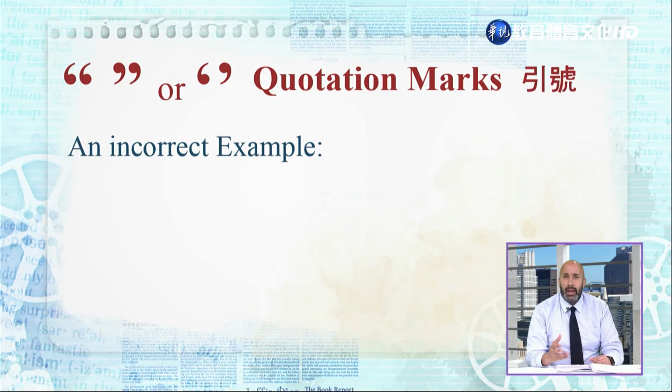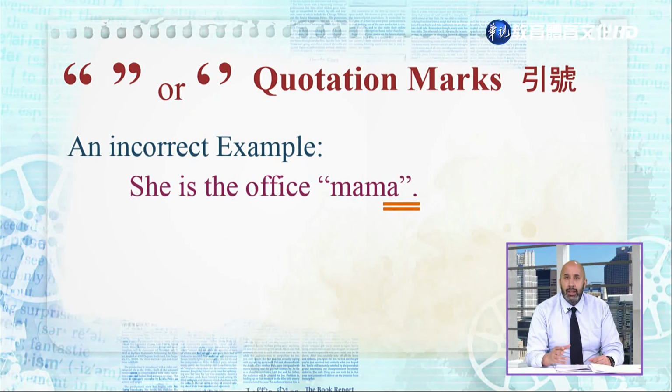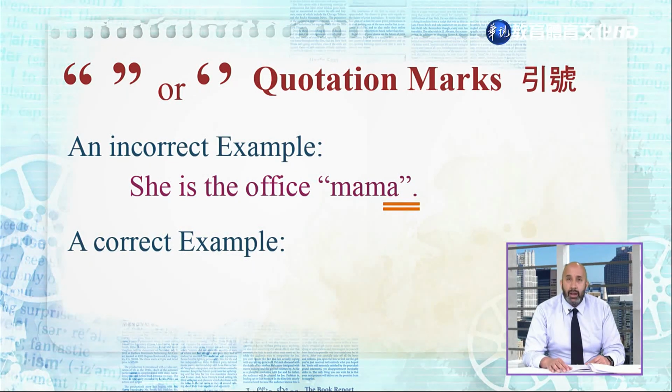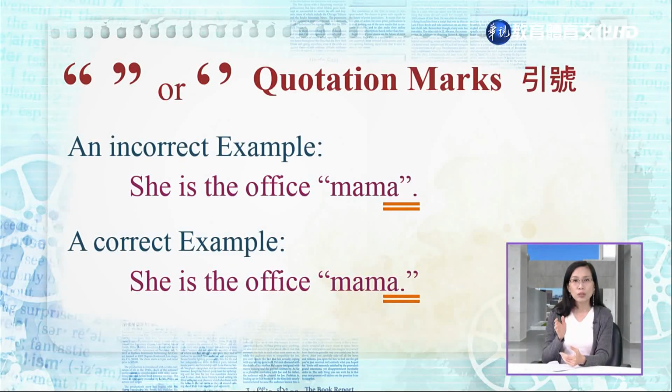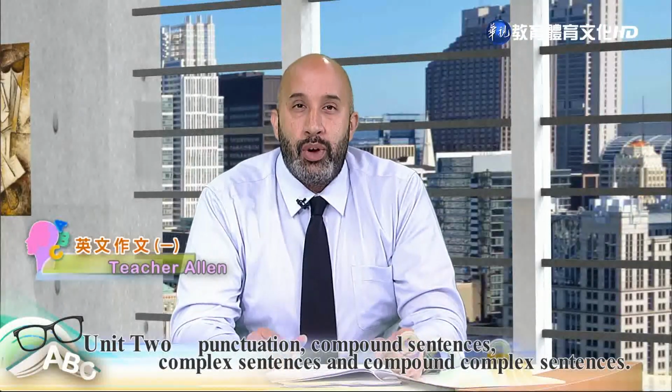An incorrect example of this, she is the office "mama". with the period outside of the quotes. And the correct example, she is the office "mama." period before the final quotes. 好,最后呢,我们要注意哦。我们的这个标点符号是要放在引号的里面,像刚才的2个例子当中啊,这个妈妈的后面啊,那个句点啊是要放在引号中才是对的句子,放在引号的外面那就错了。 Okay, so let's move on.